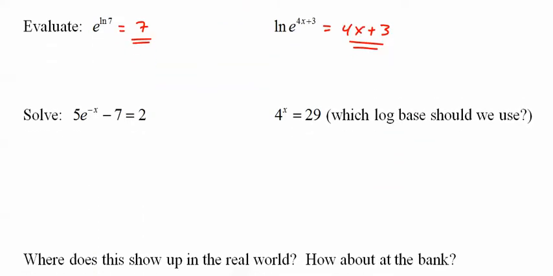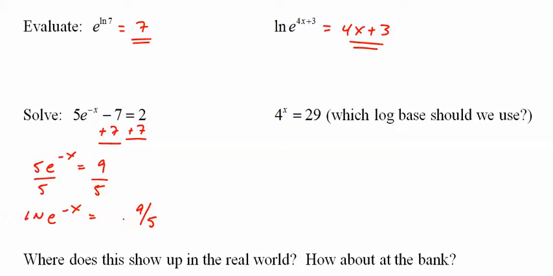How do you solve a slightly more complicated looking formula? Plus 7, my bad. Nine divided by 5. e to the negative x equals 9/5. Well, now we've got to get that negative x off of there, so we take a natural log, and we get negative x equals natural log of 9/5.